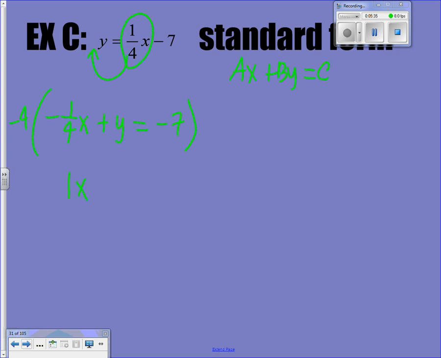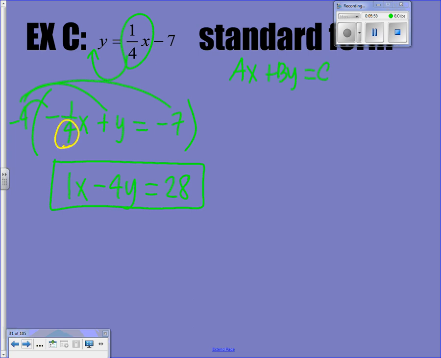And the negatives cancel. So now negative 4 distribute times y, it's negative 4y. Also to the other side of the equation, negative 4 times negative 7 is 28. So this equation in standard form is 1x minus 4y equals 28. Okay, so your trick is always to multiply by this number that you're trying to get rid of.